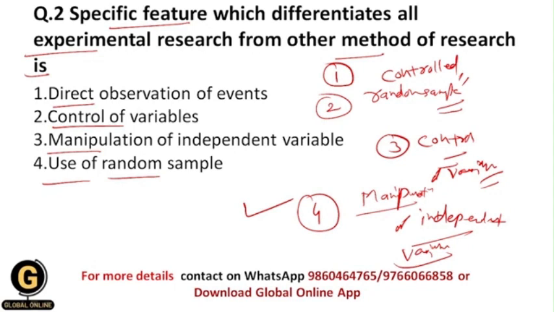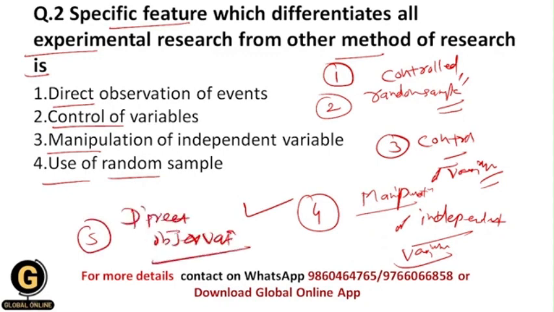Okay, and another salient feature is direct observation. You can do direct observations in this research method as well, but this is not the unique feature, and that's why the correct answer for this question is 3, that is manipulation of independent variable, because this is the unique feature of the experimental research method. Other features are there in the experimental research method, but these features are also there in other research methods.